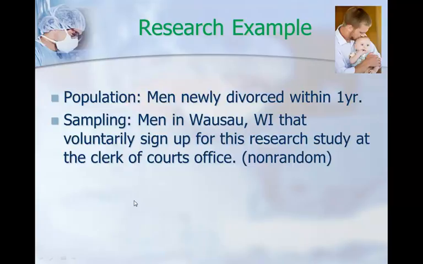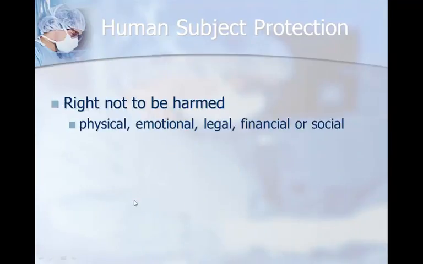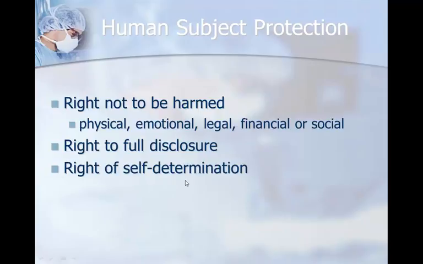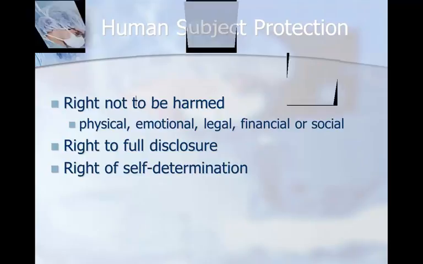Now, when we think about protecting those that are in the research trial, a couple of things that we need to ensure is that, one, all people who are signed up have the right to not be harmed: physically, emotionally, legally, financially, or socially. They have the right to full disclosure and also the right of self-determination, meaning that at any point in time, if they choose to get out of the research trial, they are able to. If it's a 5-year research trial and they make it to 4 years, 11 months, they have the right to leave the research trial at any point in time.